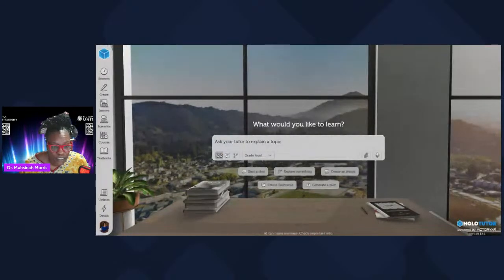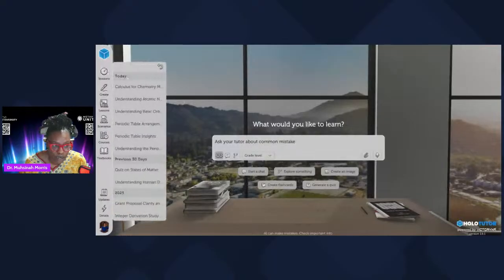So these are just some ways that HoloTutor can be used, and this is just the beginning interface. These sessions are actually saved on the side, so you can go back and revisit your chats. But that is what I wanted to share with you today. I've used it in really interesting ways.